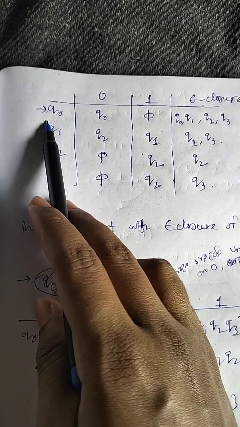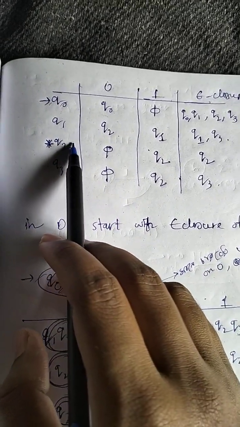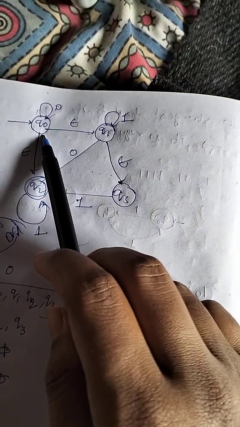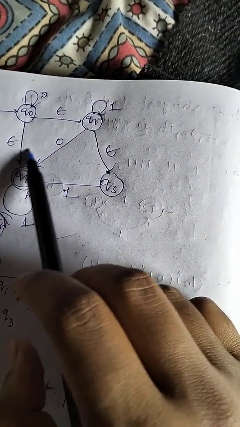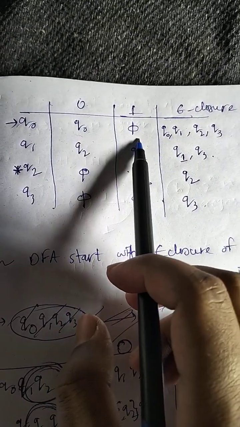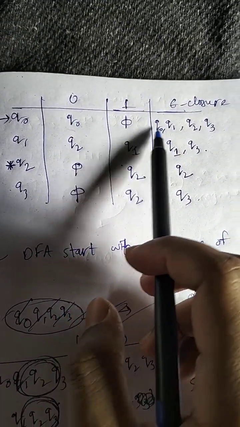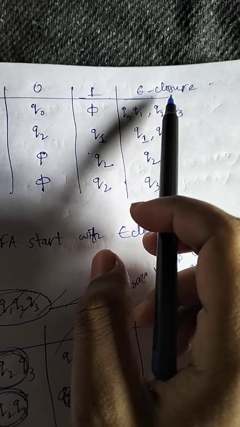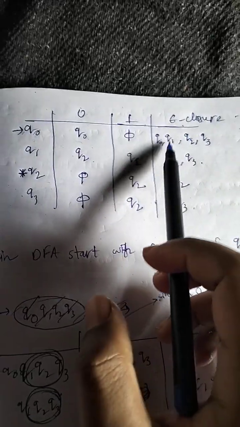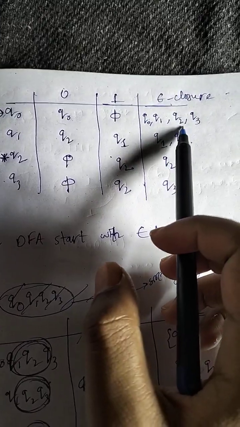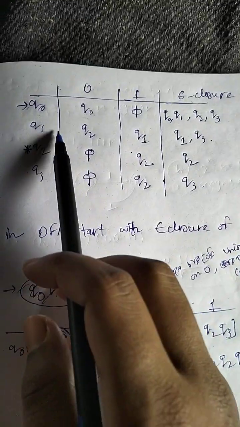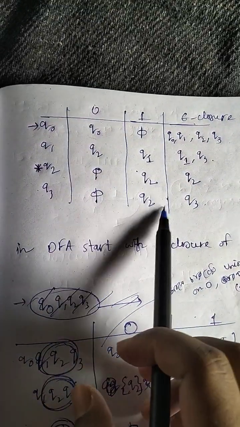Q0 is the initial state and Q2 is the final state, right? So Q0 on 0 transition we go to Q0, and on 1 there is no transition. Okay, so we just do the same for Q0 and epsilon, and we also write the null closure of Q0 on the side because it will be needed later. Okay, and we do the rest of the process similarly.